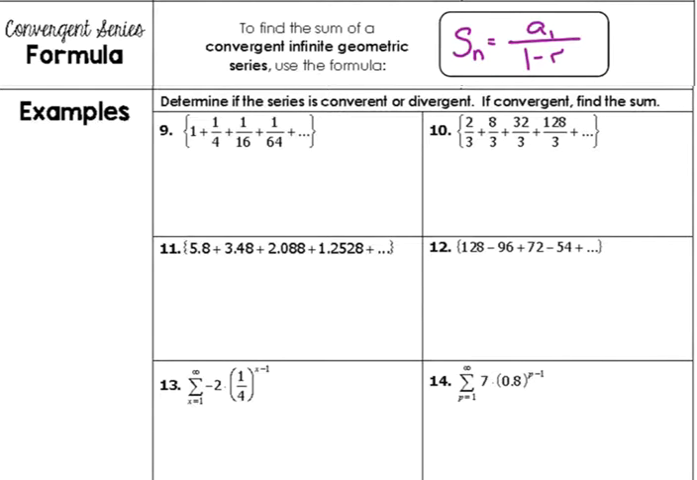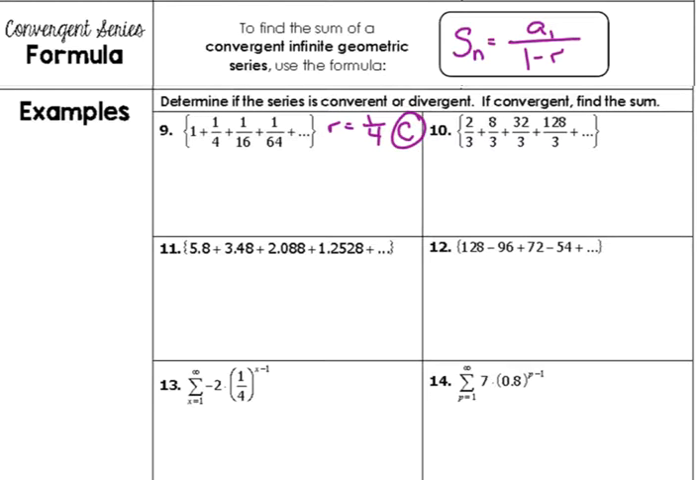Okay, so we've got to decide, is it convergent or divergent? If it does converge, then we're going to find the sum. So that very first one, 1, 1/4, 1/16, 1/64, is it convergent or divergent? Convergent, because r is 1/4. So I'm just going to put a C right here. So we can find the infinite sum.